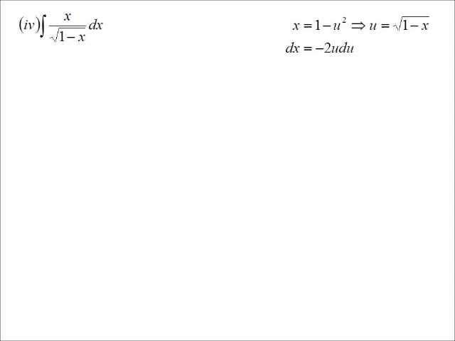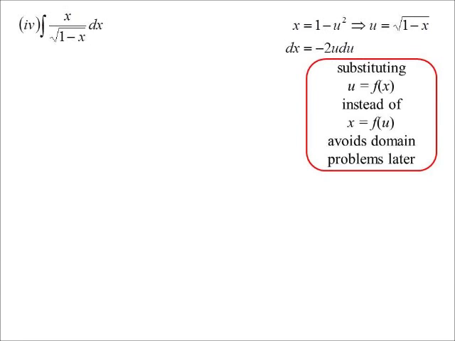If you make x equal 1 minus u squared, then dx will be minus 2u du, and we'll just substitute in. So what I'm saying is, substituting u equals a function of x instead of x equals a function of u. The advantage of doing that is later on, if it becomes a definite integral, it solves any problems we might have with the domain. And you go, oh, hang on, you can't substitute that number in, and things like that.